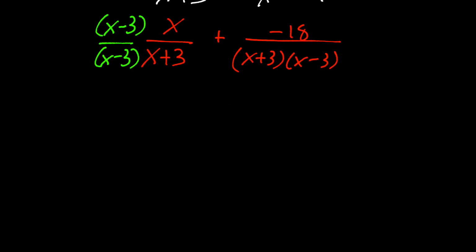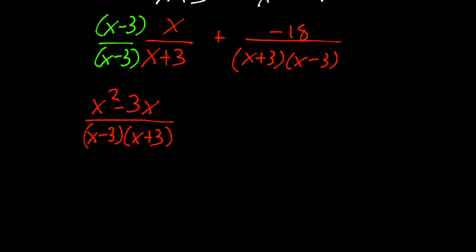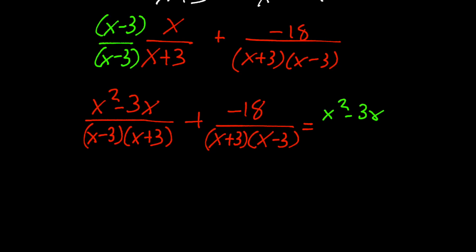I will have on the left side, x squared minus 3x over x minus 3 times x plus 3 plus negative 18 over x plus 3 times x minus 3. So I have my common denominators. Yes, they are out of order, but they are still the same because the factors are the same. So I can add them together now. I get x squared minus 3x minus 18 all over x plus 3 times x minus 3.